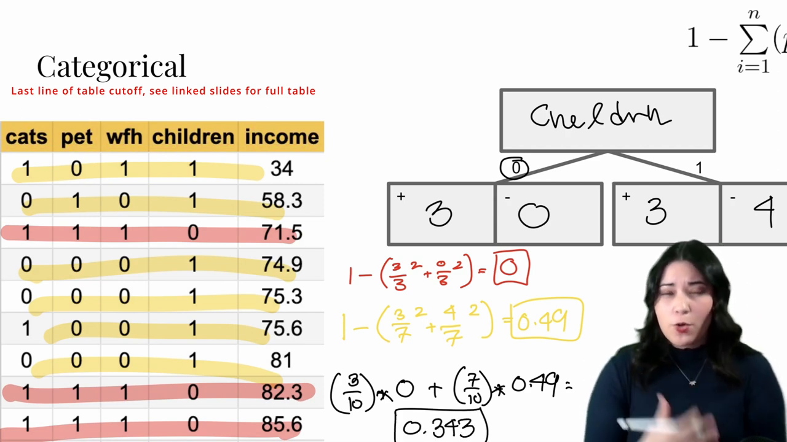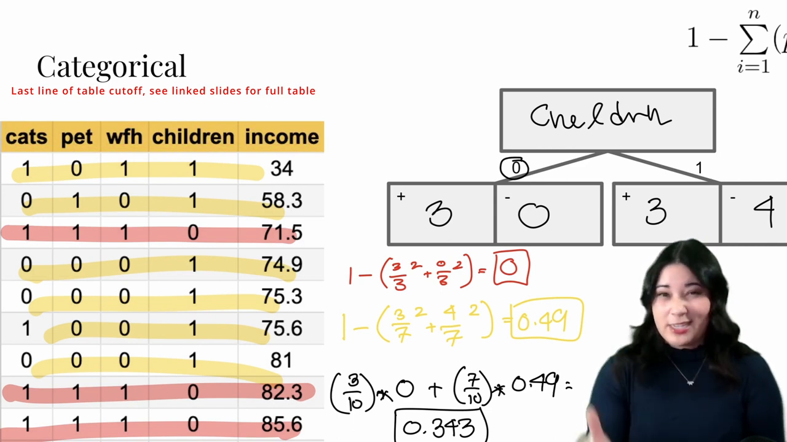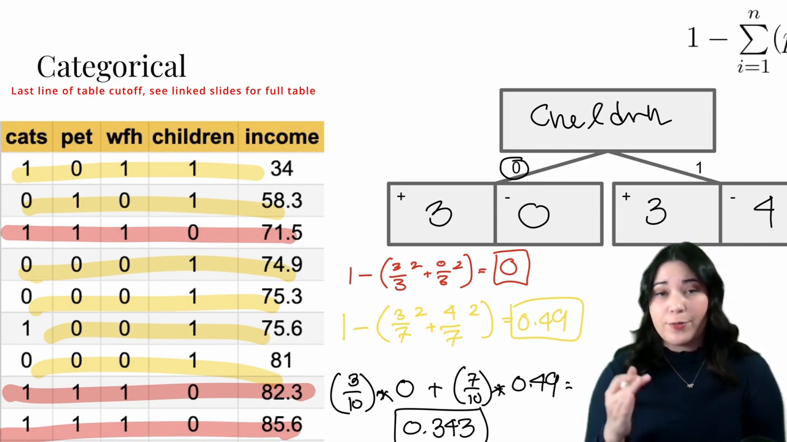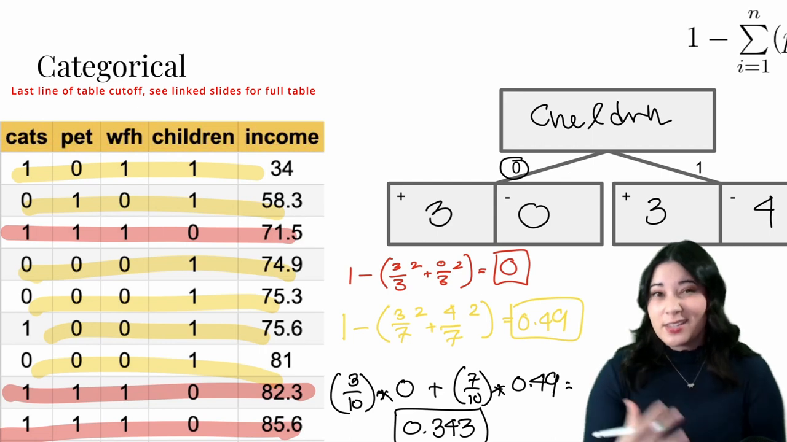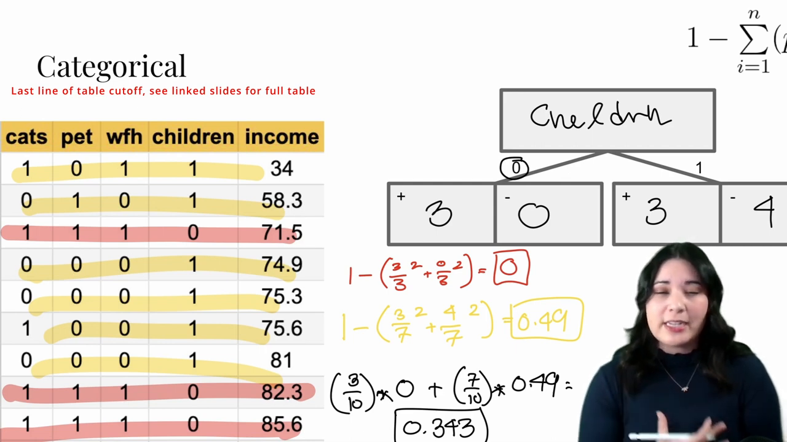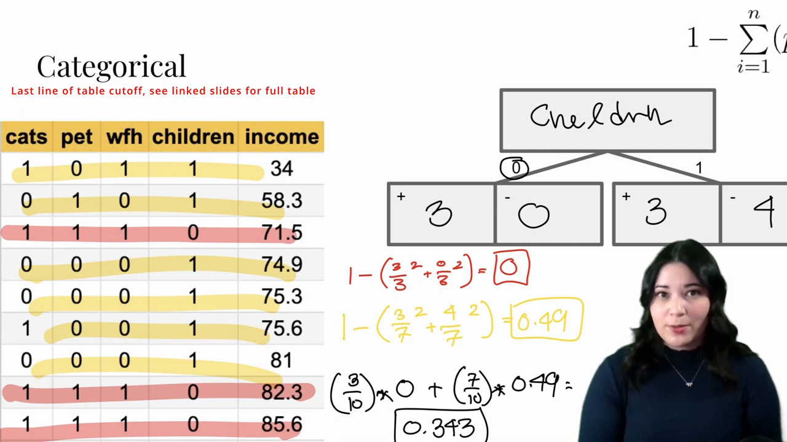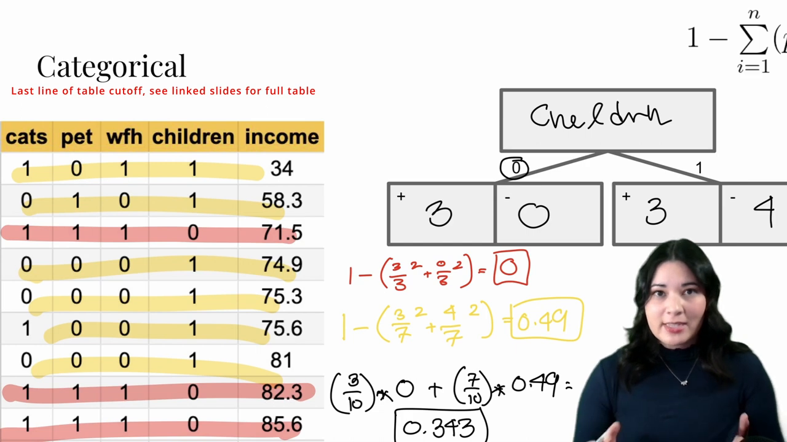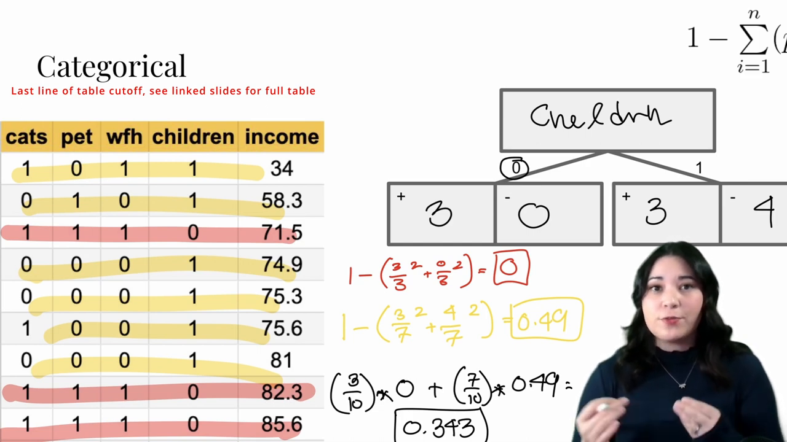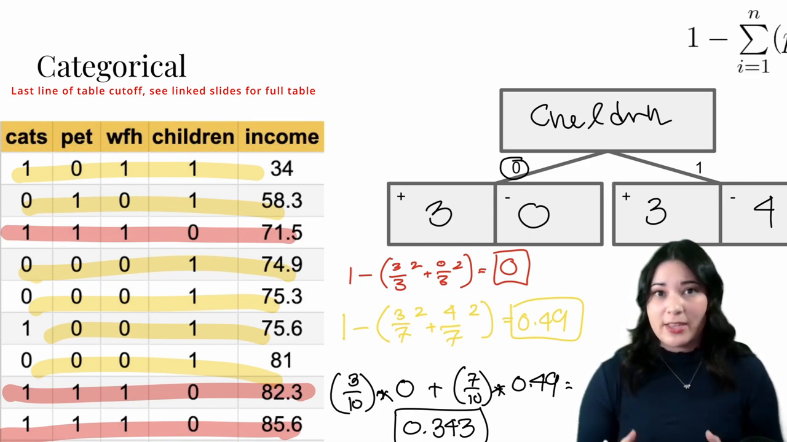Now remember, our overall Gini impurity, if we don't make any splits, is 0.48. So this split still improves our ability to predict who does and does not have a cat. However, it doesn't improve the impurity quite as much as splitting on work from home did. And that's exactly how we decide which variables to split on when making our decision tree.